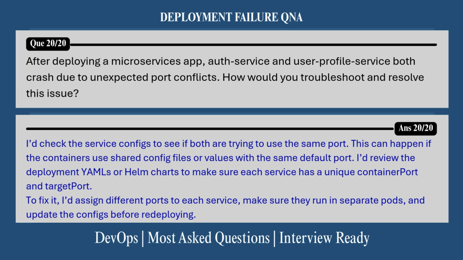I would check the service config to see if both are trying to use the same port. This can happen if the containers use shared config files or values with the same default port. I would review the deployment YAMLs or Helm charts to make sure each service has its unique container and target port. To fix it, I would assign different ports to each service, making sure they run in separate pods, and update the config before redeploying it.